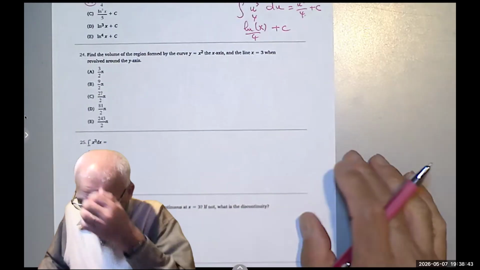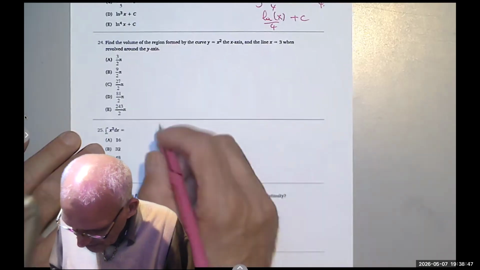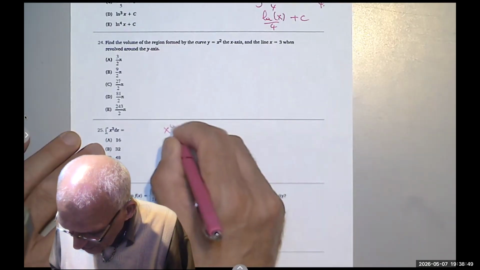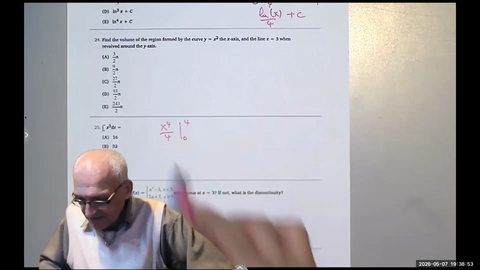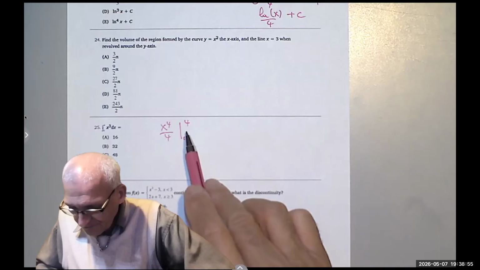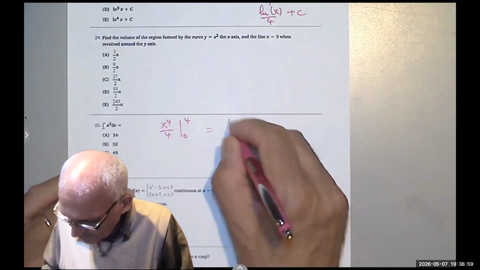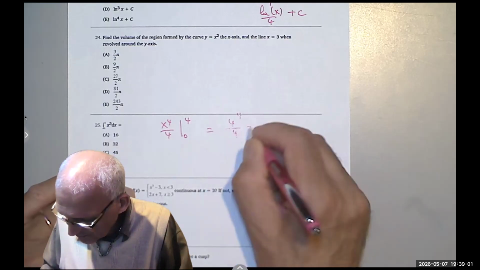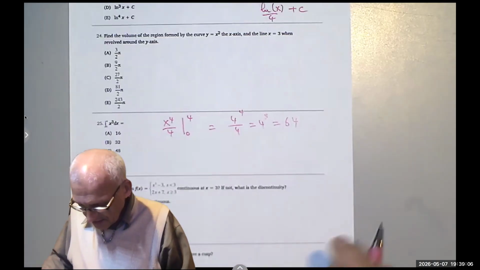Move to number 25. That's pretty straightforward. Integral of x cubed is x to the 4 over 4 evaluated from 0 to 4. And at 0, you get 0. So all you have to do is say 4 to the 4 over 4 or 4 cubed or 64. And that doesn't take few seconds.